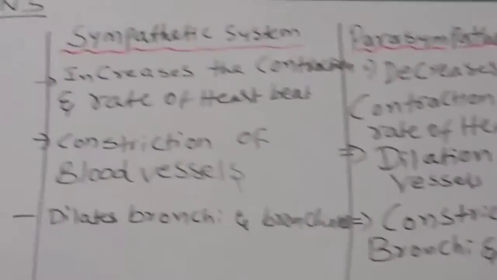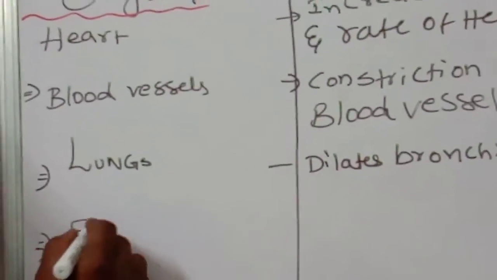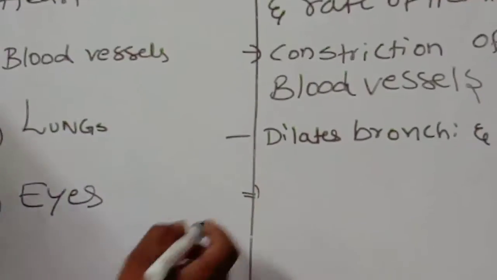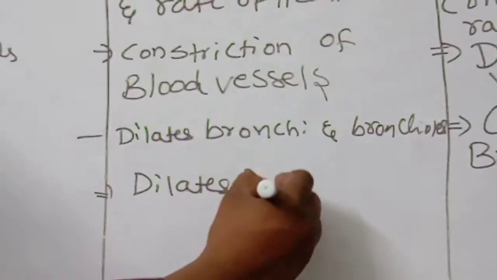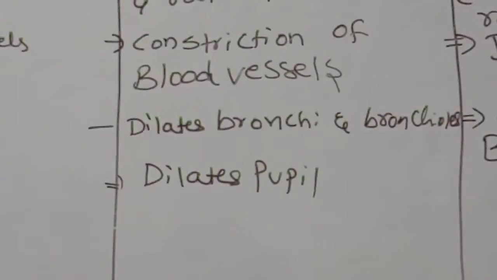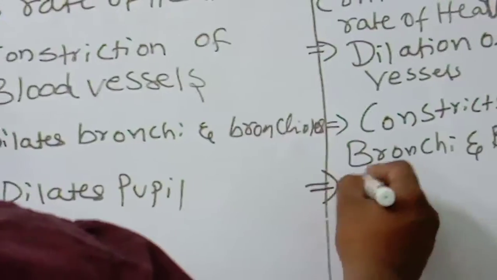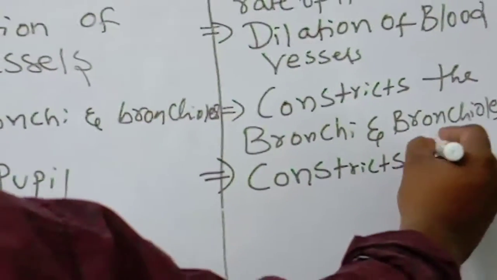Next important point you should remember: eyes. Here sympathetic dilates the pupil, and here, opposite, parasympathetic constricts the pupil.